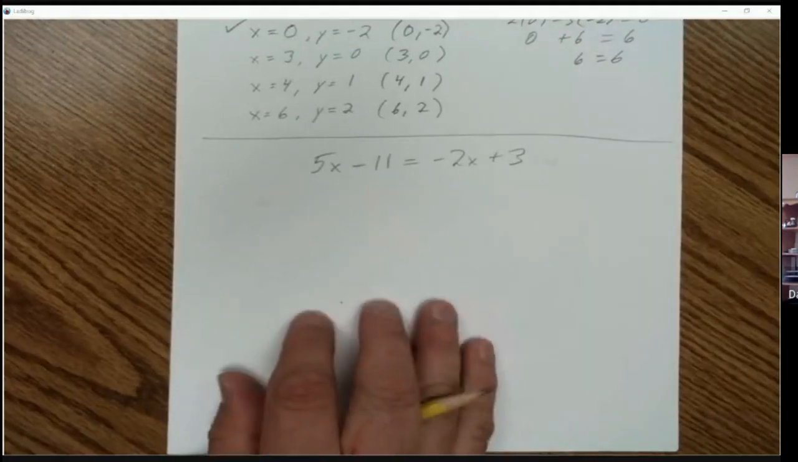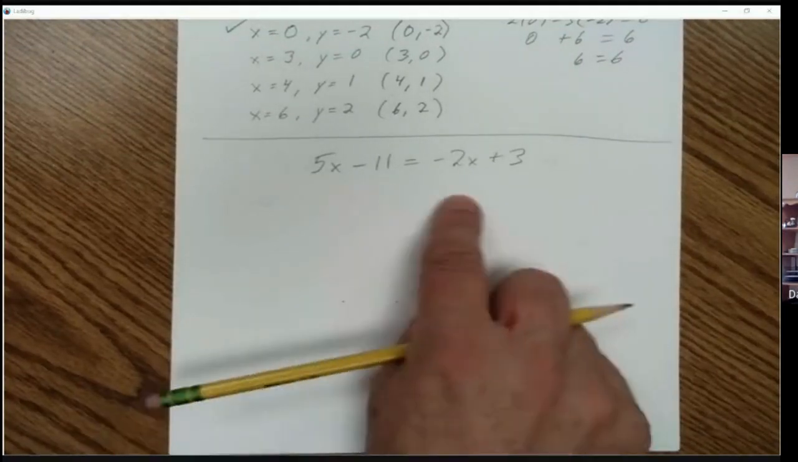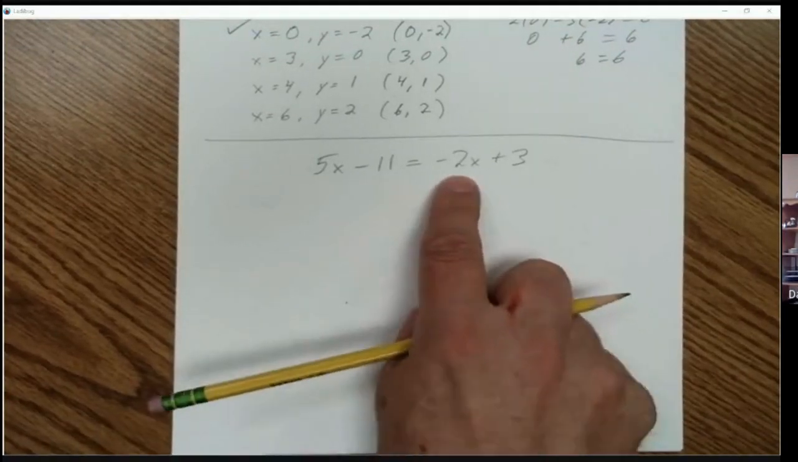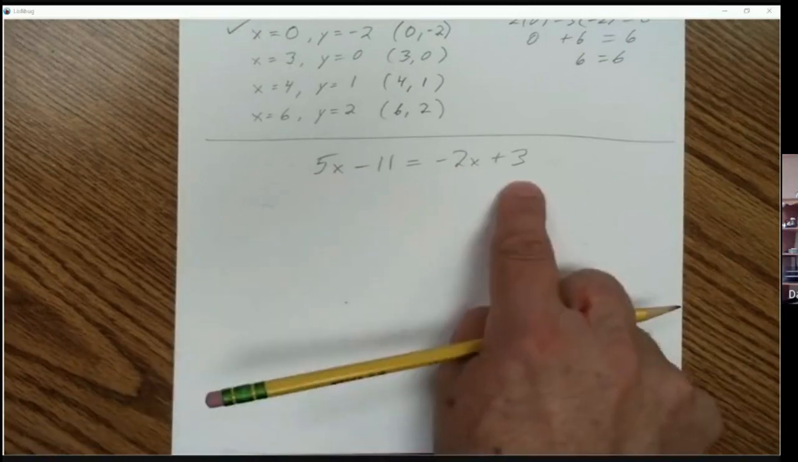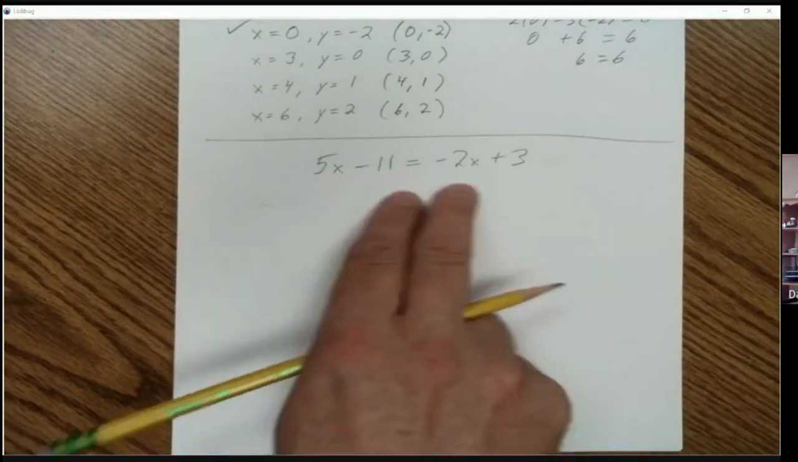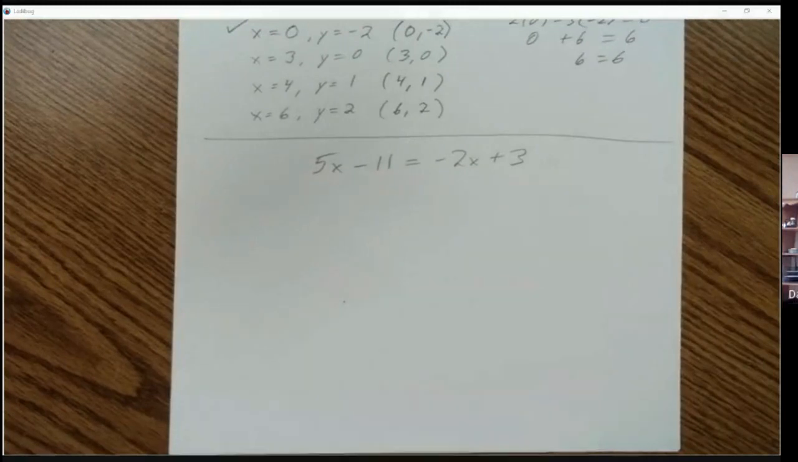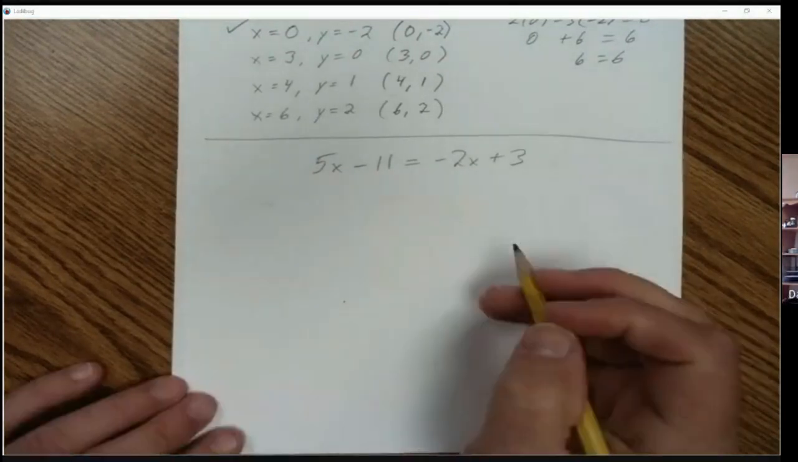Now, I can do that algebraically because this one's pretty simple, right? I can move the x's over here. I can move the 11 over there. I can divide or whatever I need to divide, get x by itself and solve that. But I can do this as a system because let's look at this.